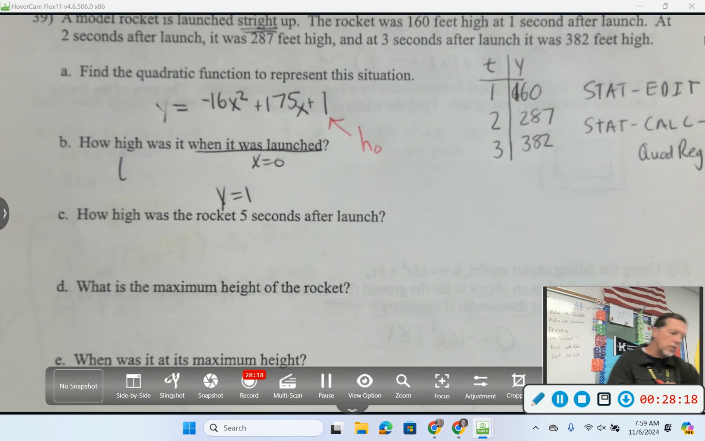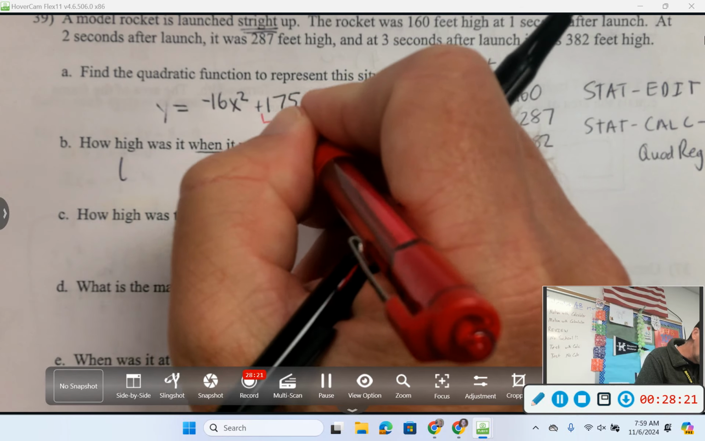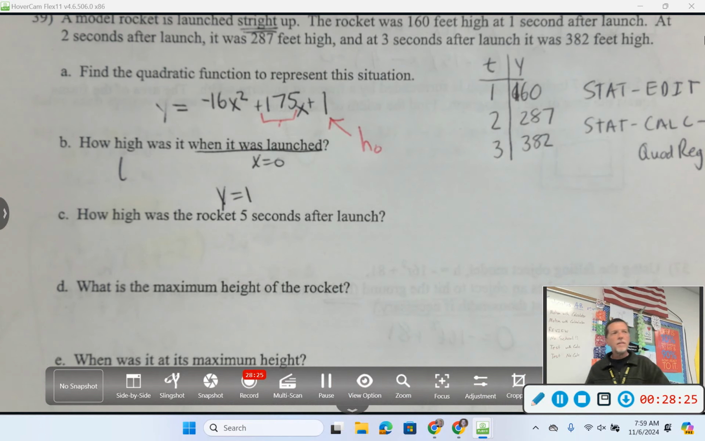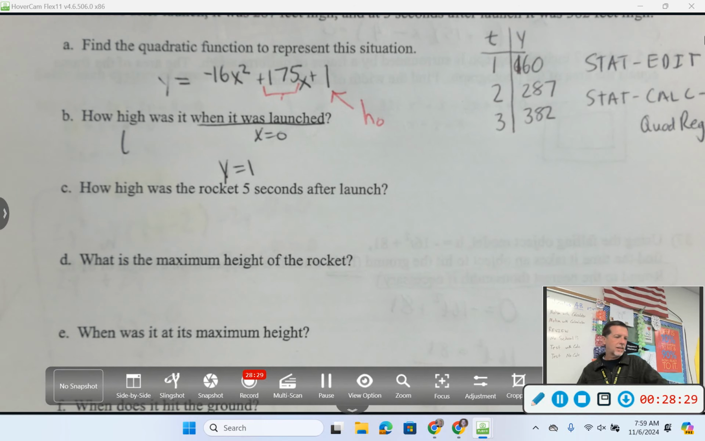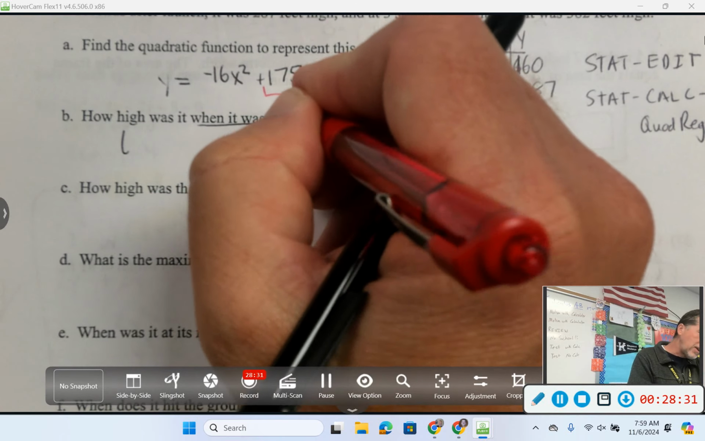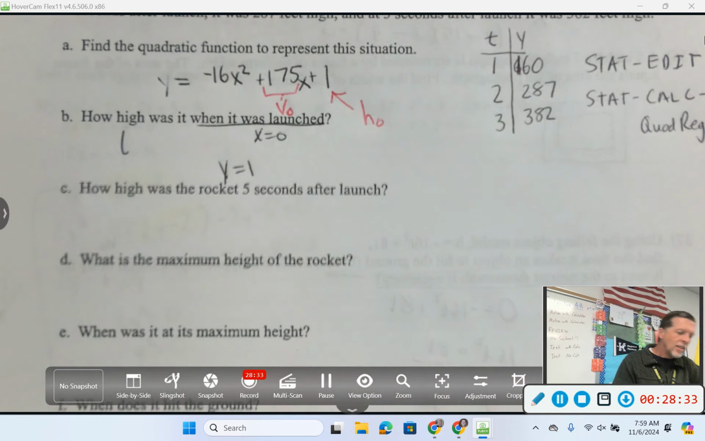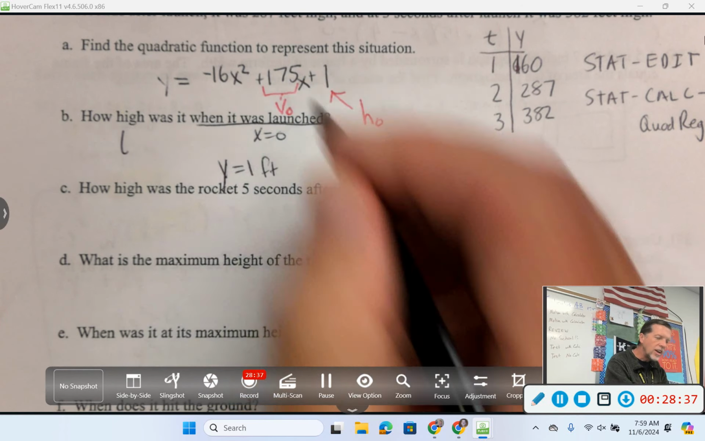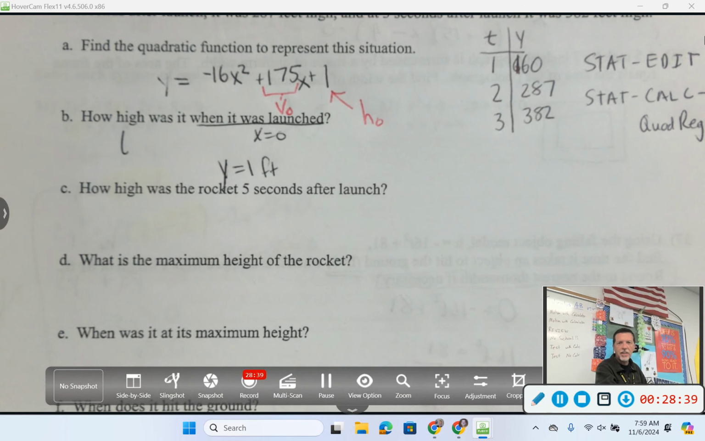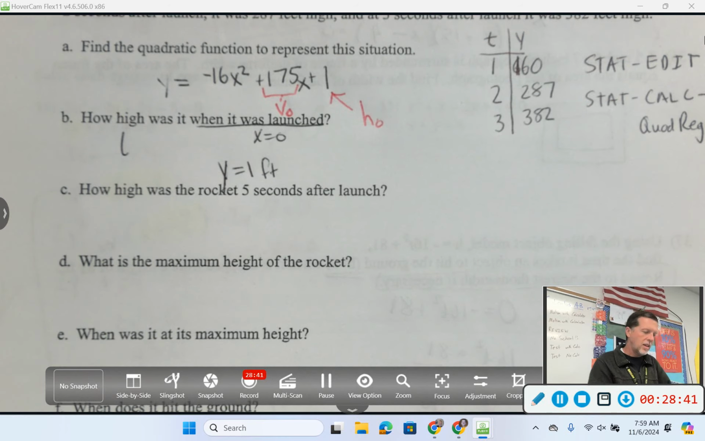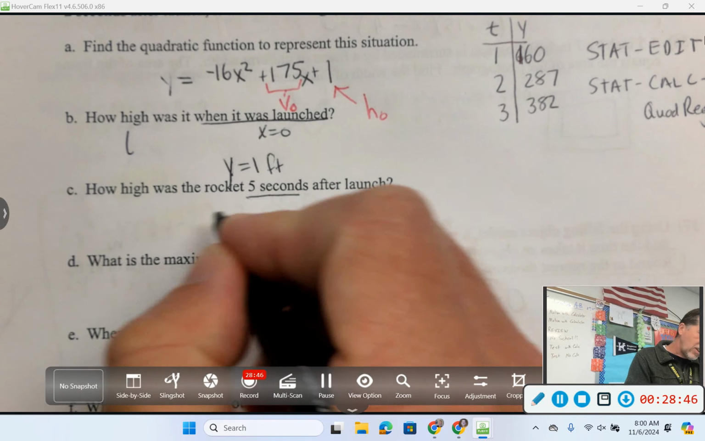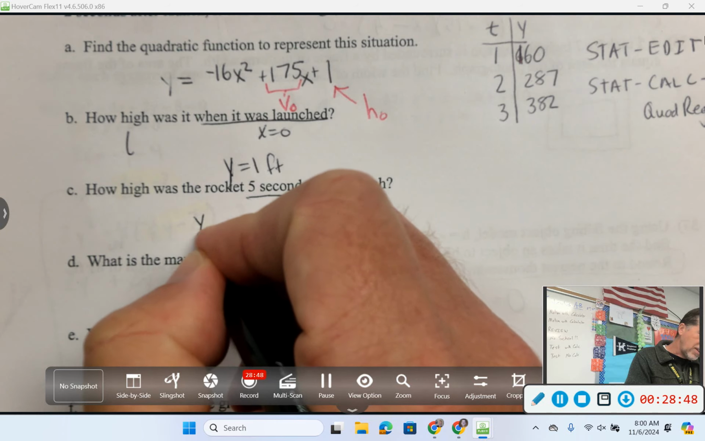Okay, before we go on, it's probably the next question, but what's 175 represent? Do you remember what number or what that is? Velocity. It's the initial velocity. Be careful, it's the starting velocity. So this thing launched from 1 foot with an initial velocity of 175, and then anything else we can plug in and find. How high was the rocket 5 seconds after launch? 21.6. Where'd that come from? Control tab.